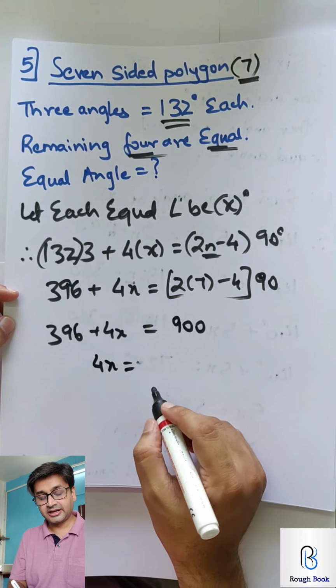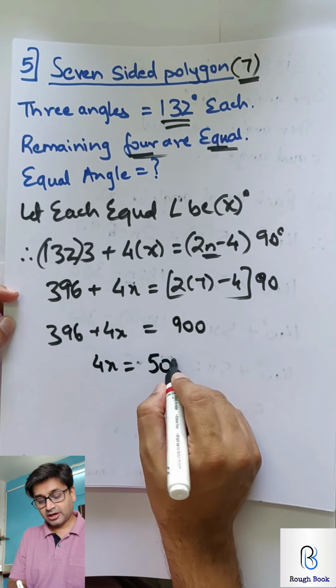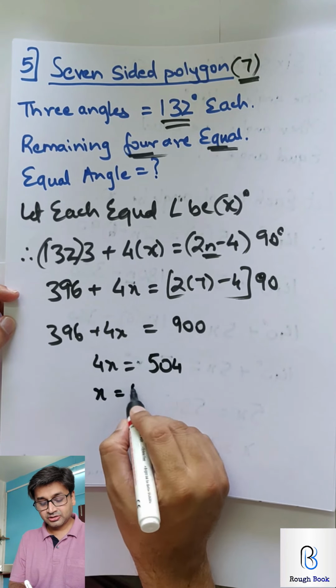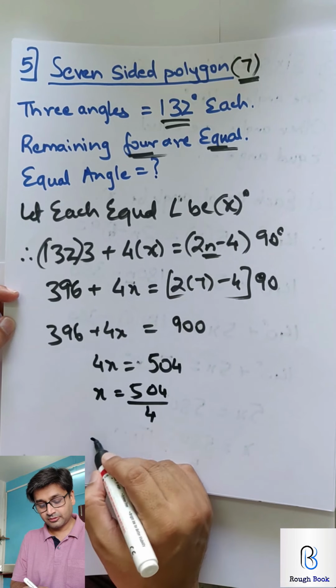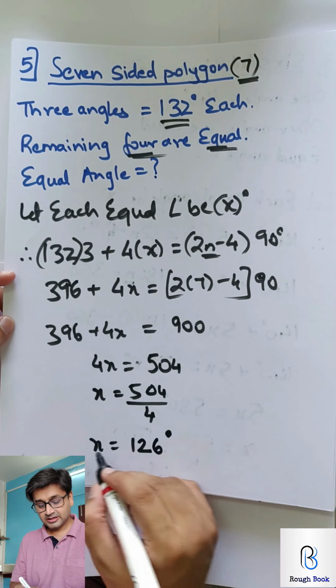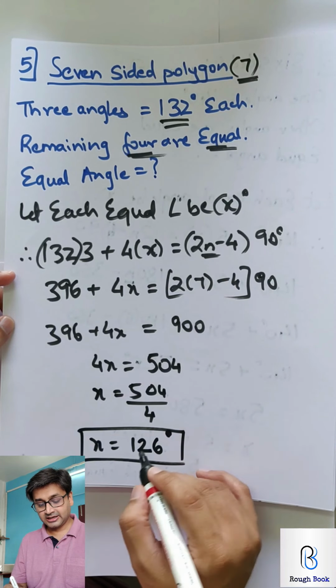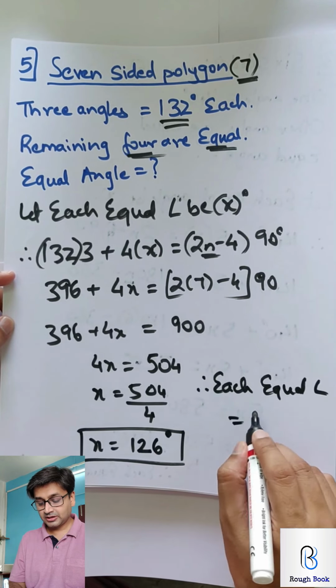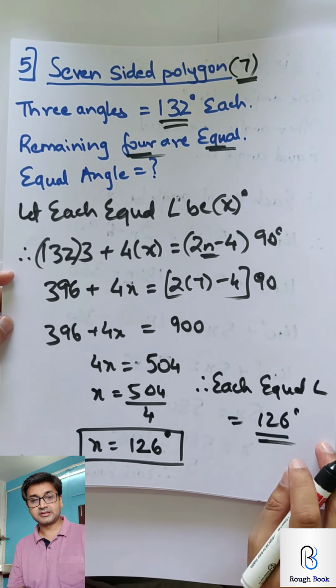So for 4x, 396 goes on the other side. So I should get 504. 900 minus 396 is 504. So x becomes 504 by 4. 4 1s are 4, 4 2s are 8, 4 6s are 24. So each equal angle, therefore each equal angle is equal to 126.